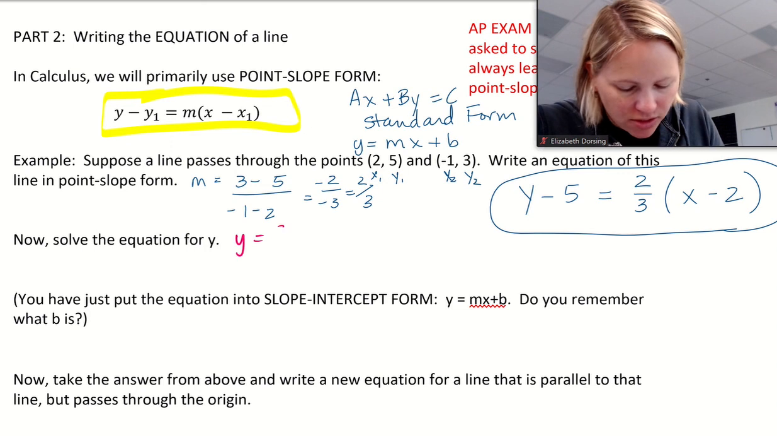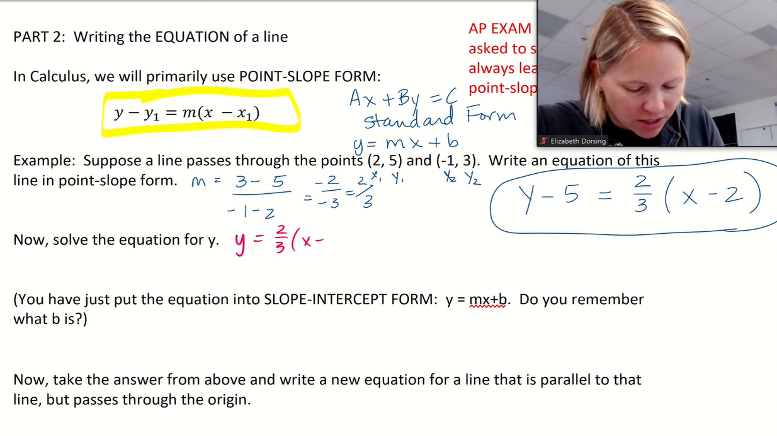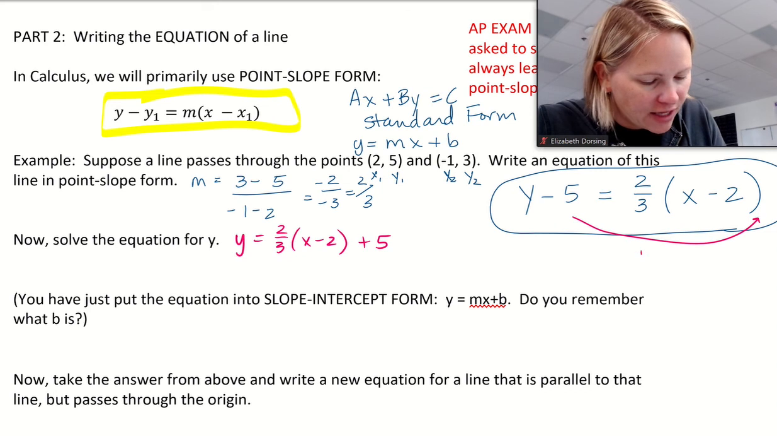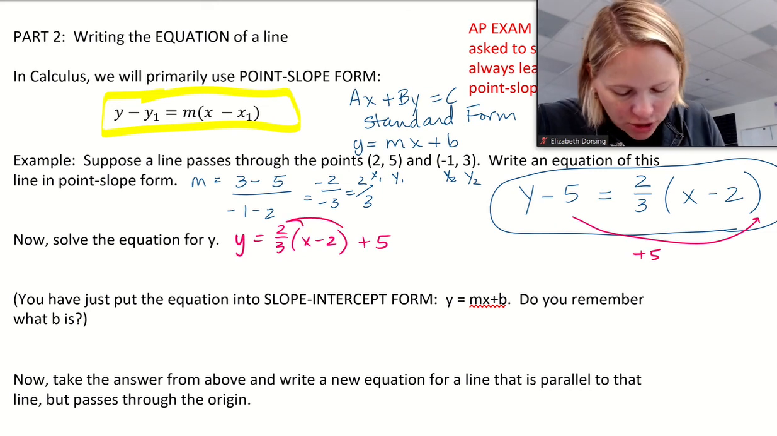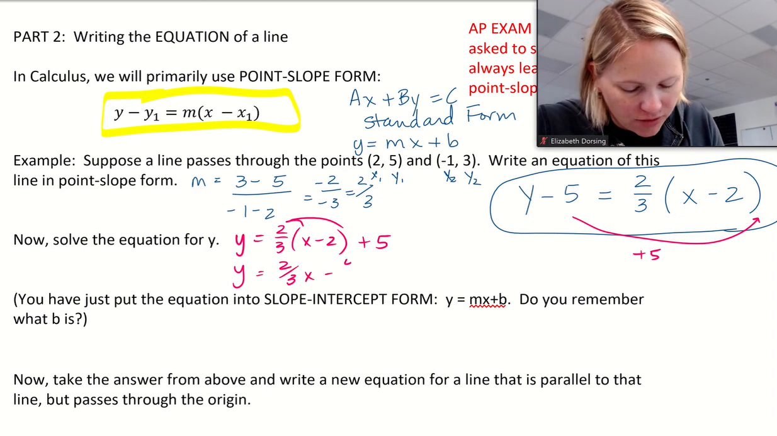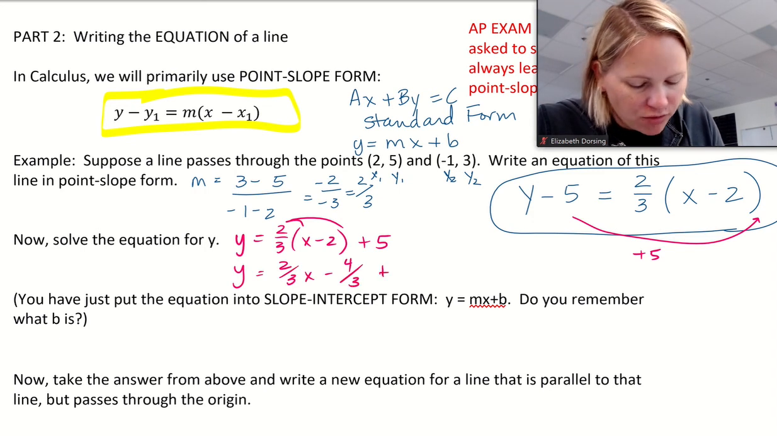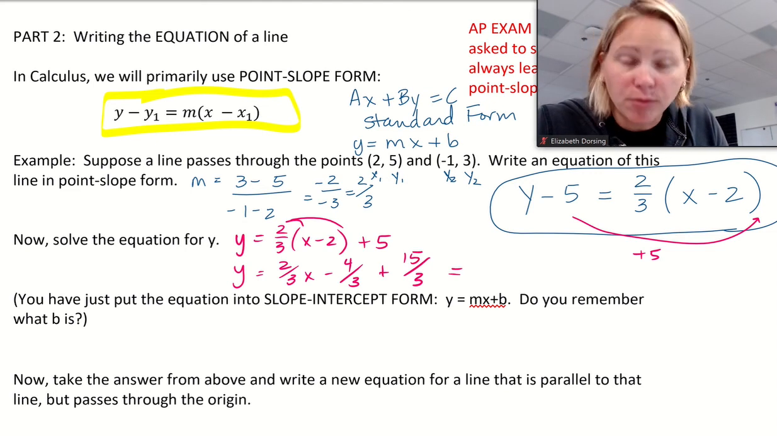y equals 2/3 times x minus 2 plus 5. So I just took this 5 and added it to both sides. So now I'm going to distribute my fraction. So I get y equals 2/3 x minus 4/3. And then I'm going to rewrite this 5 as 15/3 because I know I need a common denominator.